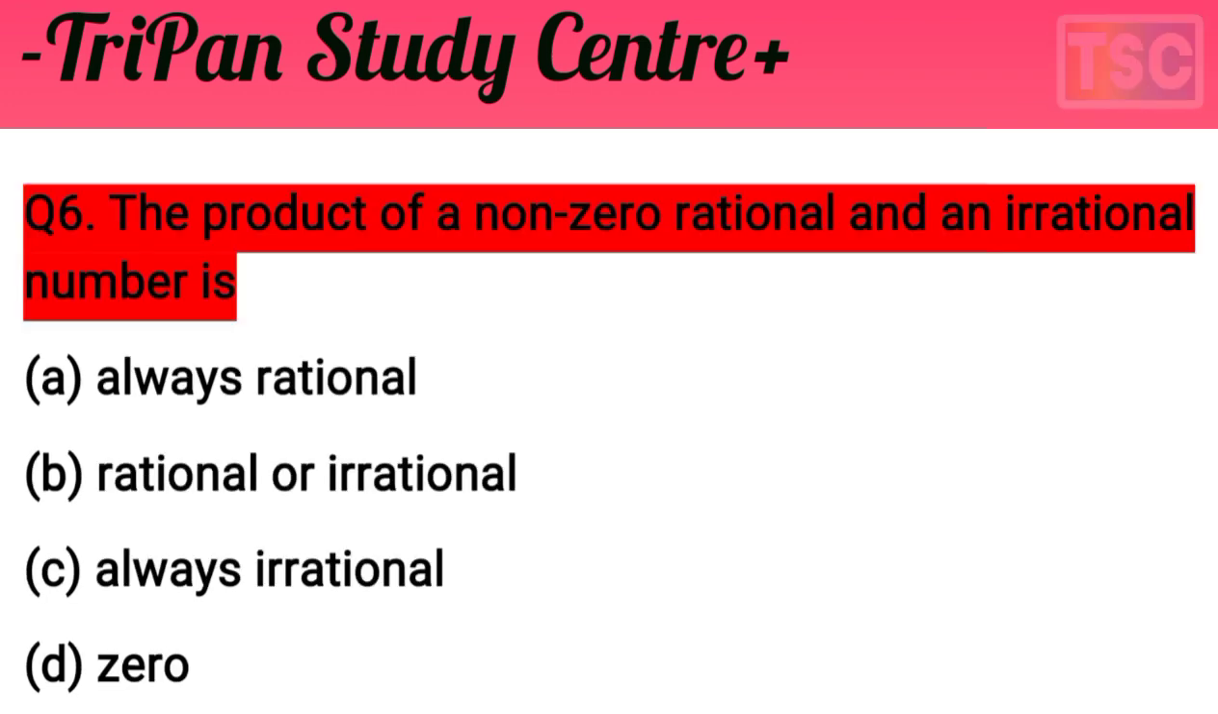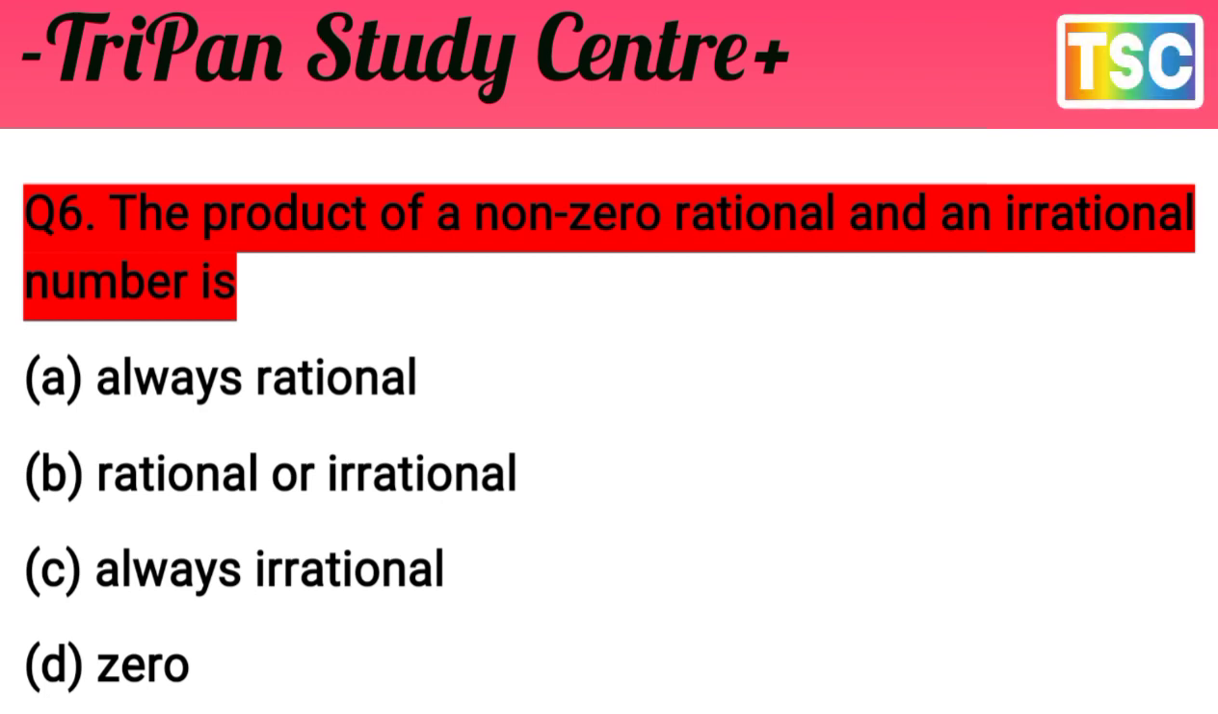The next question, that's important: the product of a non-zero rational and irrational number is? A always rational, B rational or irrational, C always irrational, and D 0.